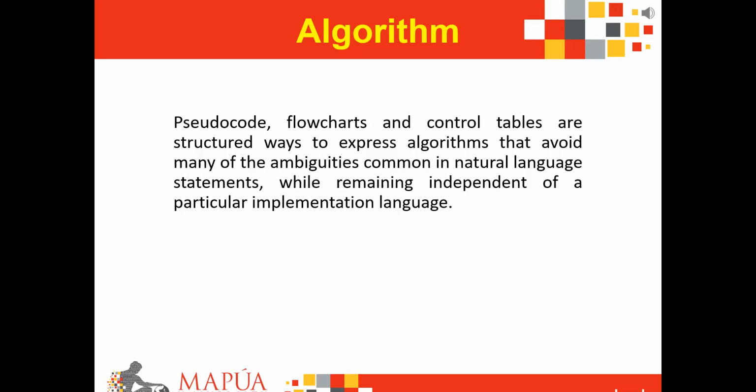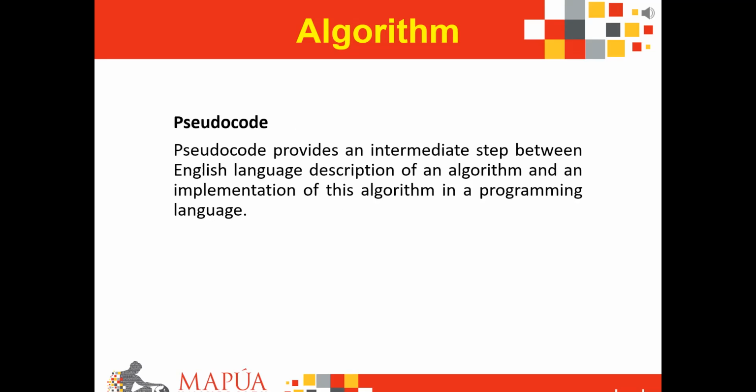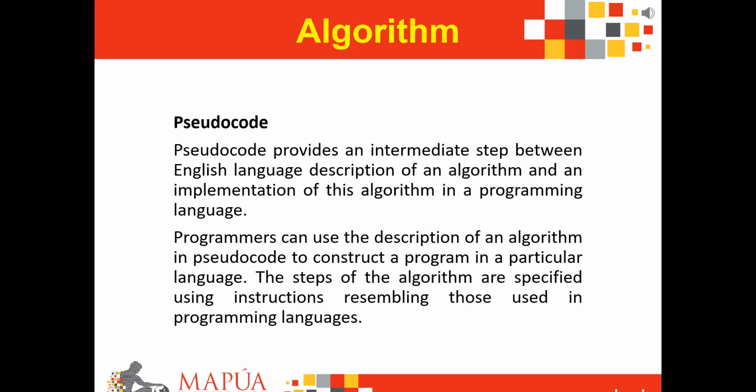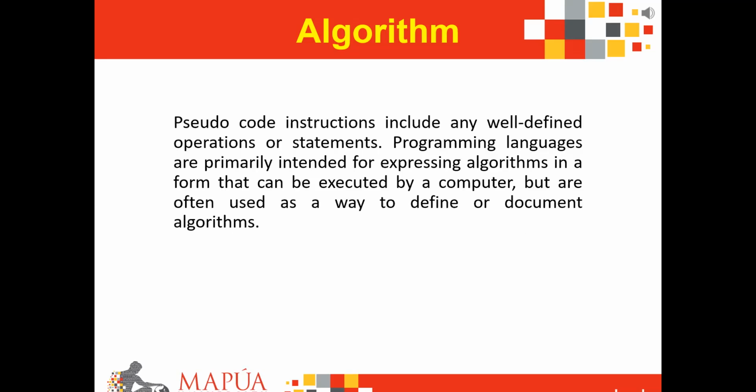Pseudocode, flowcharts, and control tables are a more structured way to express algorithm because they avoid ambiguity. What is a pseudocode? A pseudocode basically provides an intermediate step between English language description of an algorithm and an implementation of this algorithm in a programming language. Programmers can use the description of an algorithm in a pseudocode to construct a program in a particular language. The steps of the algorithm are specified using instructions that actually resemble those in your programming language. Pseudocode instructions include well-defined operations or statements.